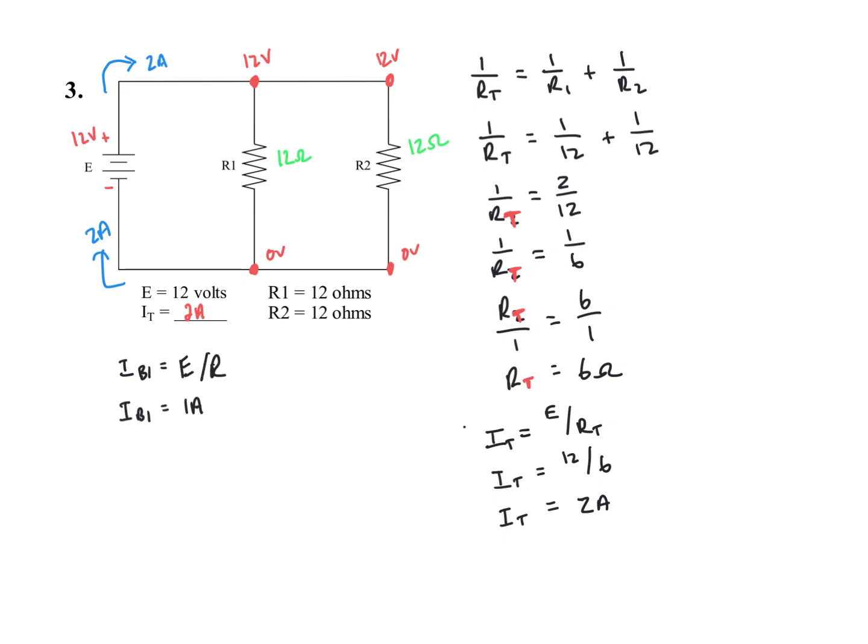And it would be the same for each side, which makes sense, right? We got 1 amp flowing this way, got 1 amp flowing through this branch, and then 1 amp coming through that load, and 1 amp coming back. And we add those two together, you end up with 2 amps. So that all makes sense. Very good. All right, let's take a look at number 4.